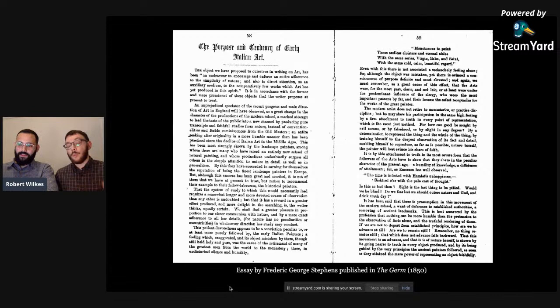A notable example is by Frederick George Stevens, who was one of the members of the Brotherhood.